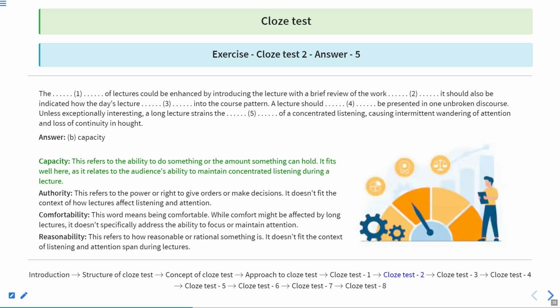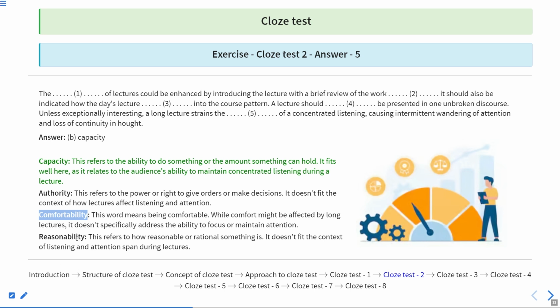It cannot be authority because authority means the right or power to take decisions or to give orders. It doesn't fit in here because this is not how lectures affect listening or attention. It cannot be comfortability because the meaning of this word is being comfortable. While comfort might be affected by a long lecture, it doesn't specifically address the ability to focus or maintain attention. That is what is being discussed in this set of sentences forming the paragraph.